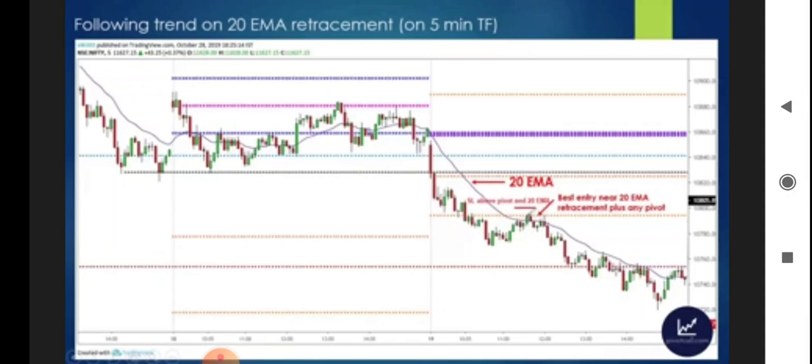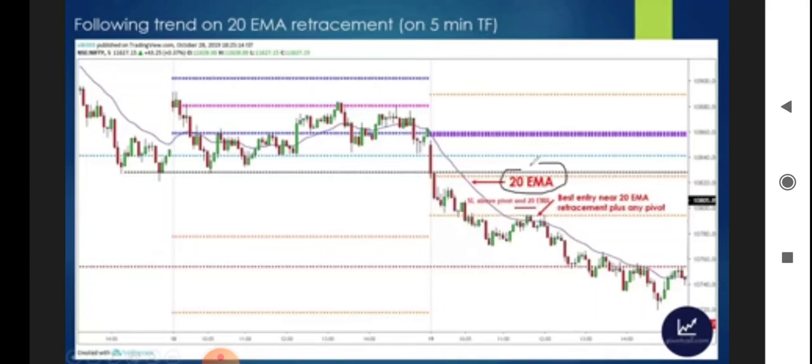I will not short just because there is a 20 MA. I prefer if there is any pivot. Look at this. There is a daily pivot above that 20 MA. So my preference would be shorting somewhere here near that red candle, keeping stop loss above that 20 MA. So that is what a trending day is. Don't just chase. Don't just short. Let it have a retracement near the 20 MA.